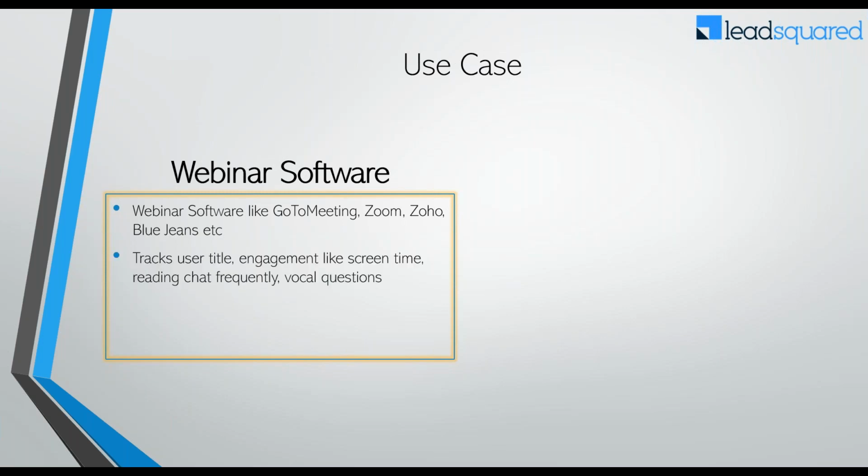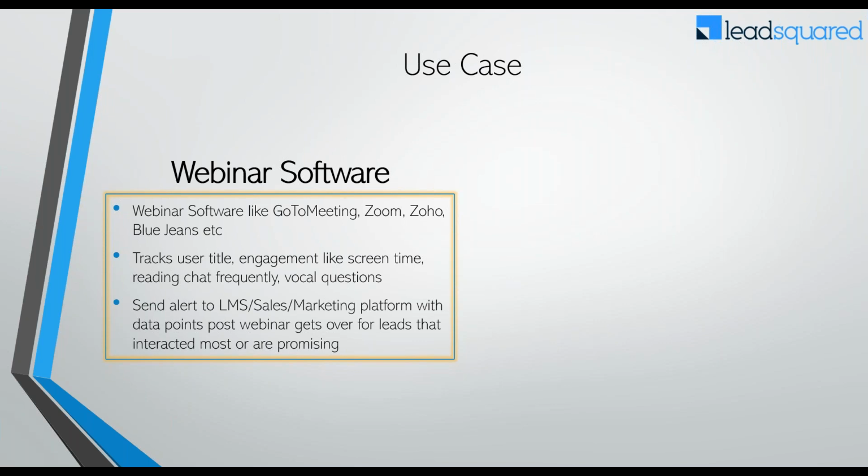So the requirement is, let's track all the users, their titles, like what position they belong to, and how they are engaging with the entire screen time during the session. Are they reading the chats frequently? Are they vocal on their questions? Are they typing the questions? And things like that, right? And basically inform your marketing sales platform at the end of the webinar that these are the highest possible leads, with the probability that they are actually interested, and maybe they will convert to an actual customer, right?